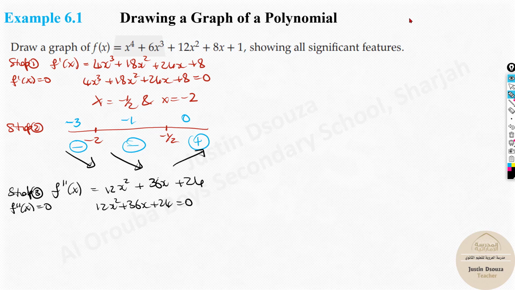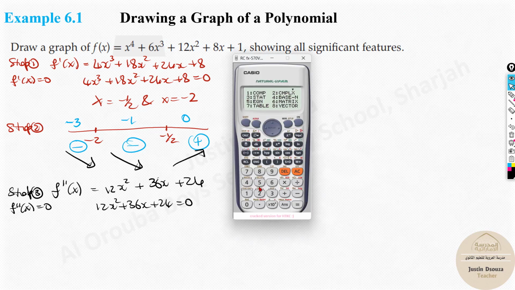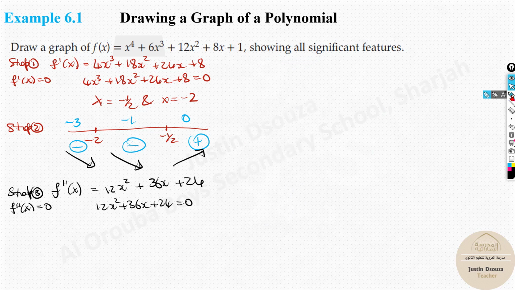You should use your calculator now. All you need is mode 5 and 3 this time because it's quadratic. Power 2 is in the equation, 3. And put in the coefficients 12, 36, and lastly we have 24. The values are minus 1, minus 2. So you can just write over here x is equal to minus 1 and x is equal to minus 2.